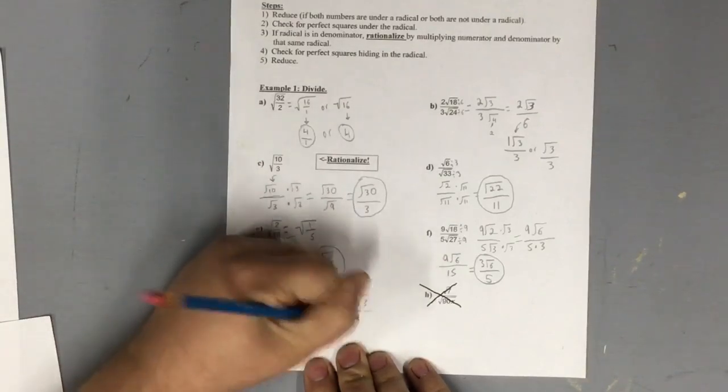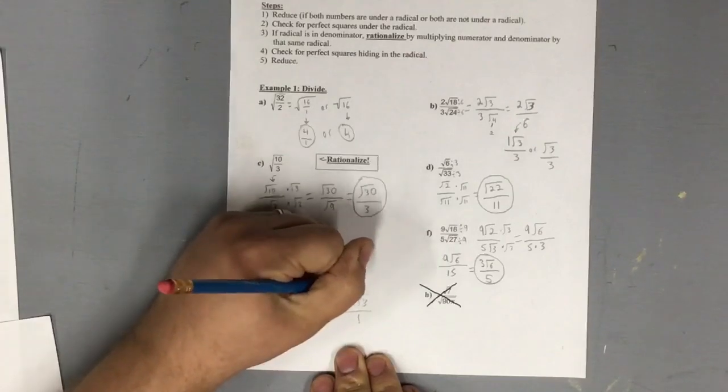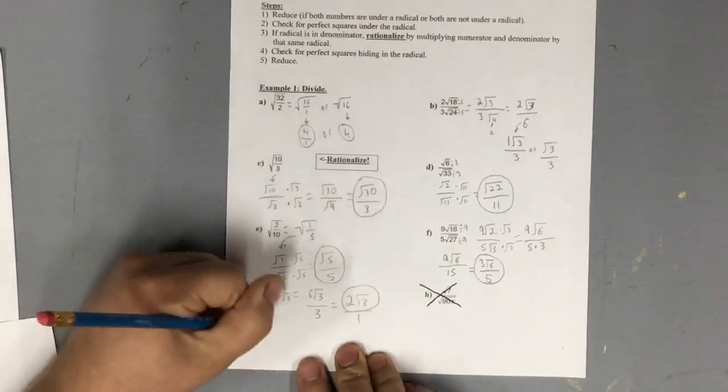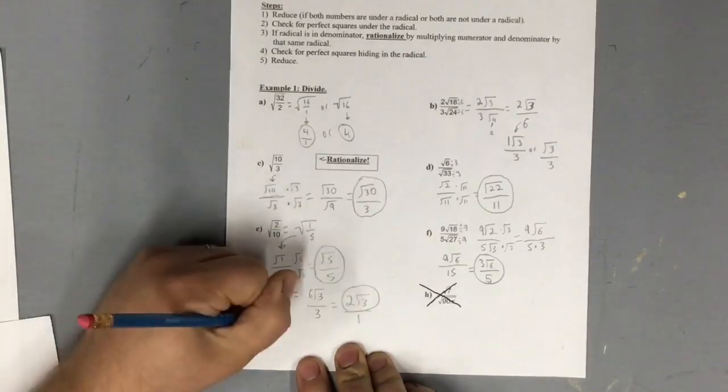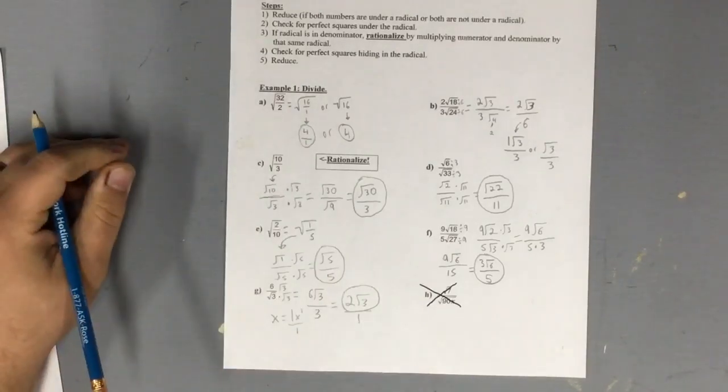You could also think about this as 2 radical 3 over 1, but you can just think about it as the whole number. Kind of like how you can think about x as also 1x to the first over 1 if you really want to make it fancy.